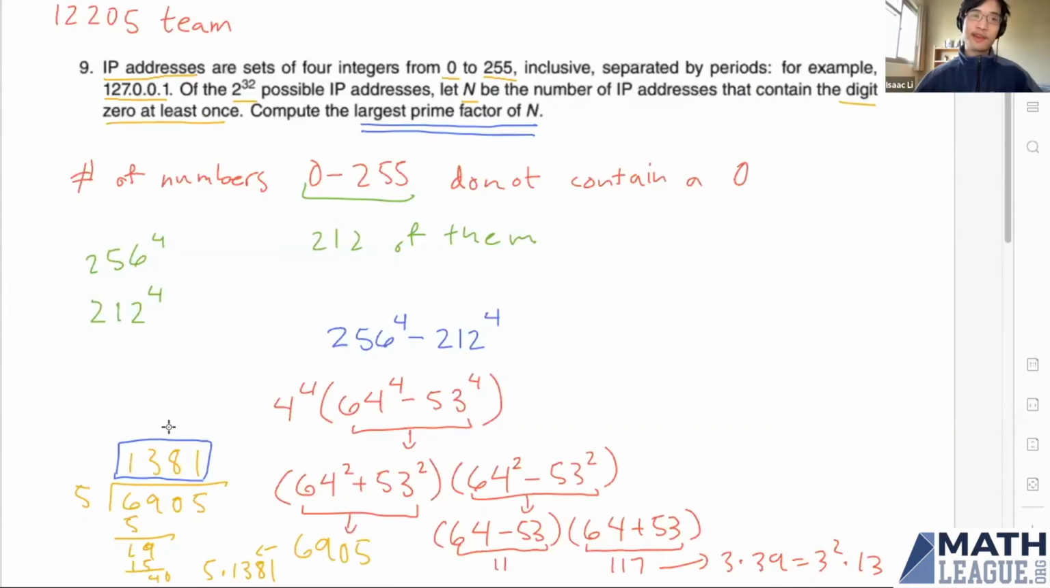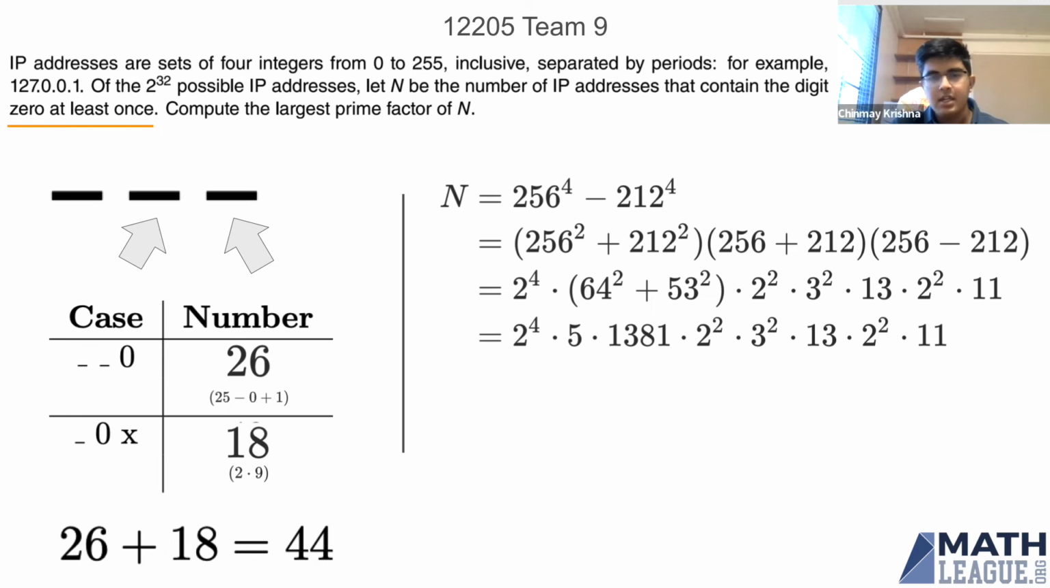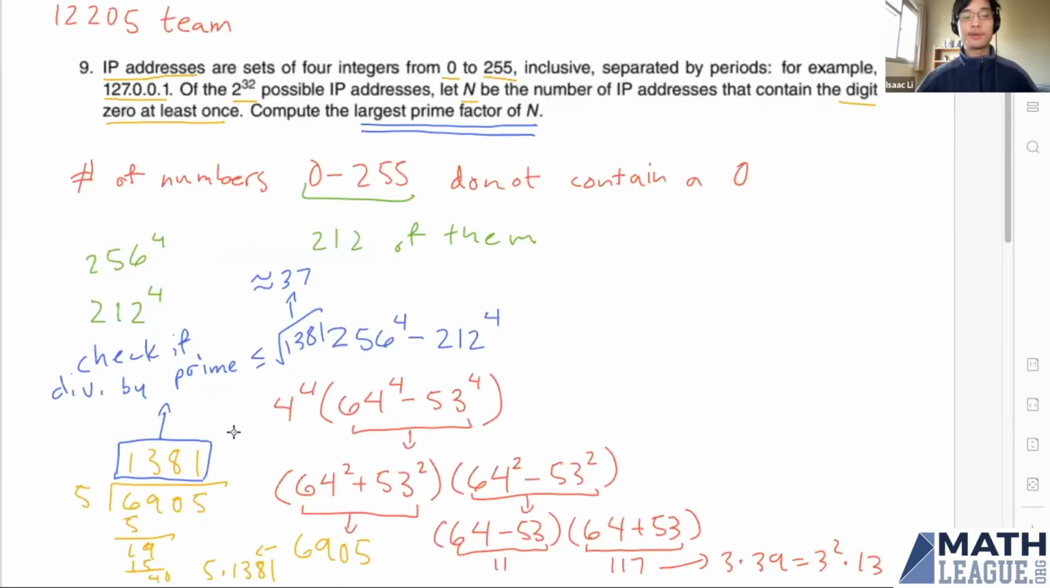Well, as a team test, you should have someone dedicated to finding out whether this number is prime. This ends up being prime. You can check that by checking if it's a multiple of all the primes up to the square root of the number. So the square root of 1381 is just over 37. So you can check the primes up to 37 and see that none of them divide this. So 1381 is a prime number, and that's going to be our largest prime factor of n.